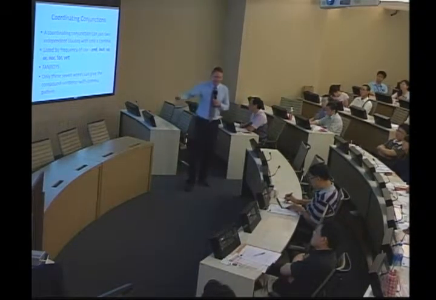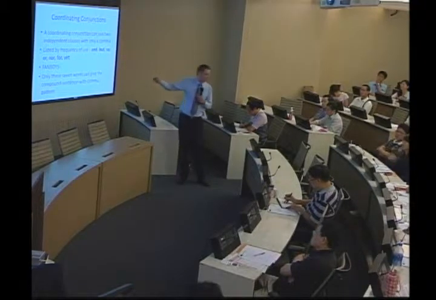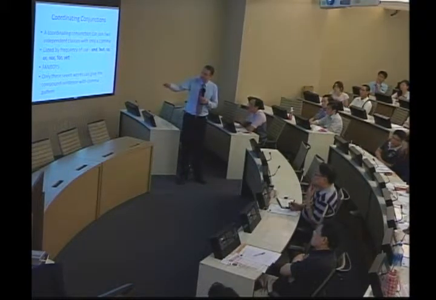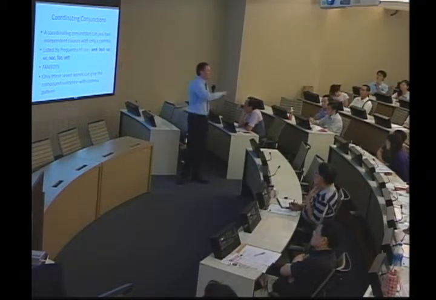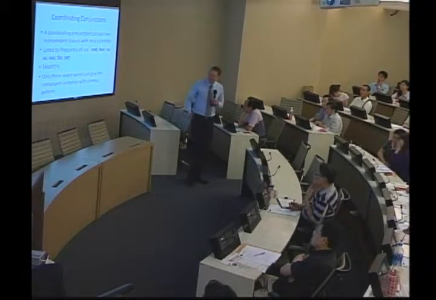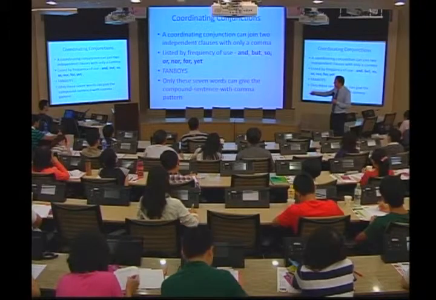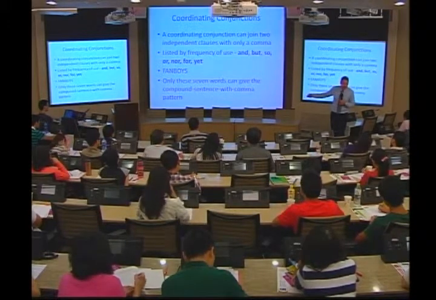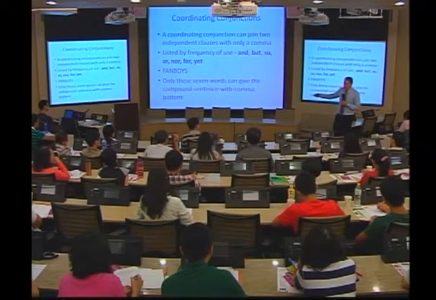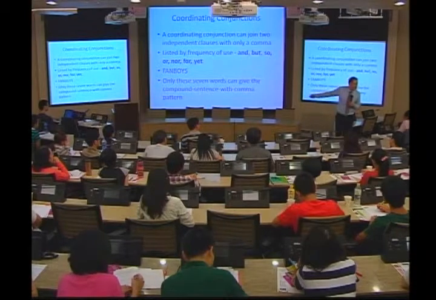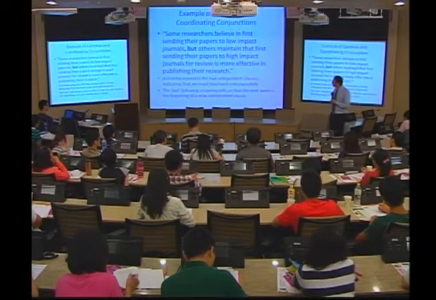Now, I have ranked these in their order of use. "And" is the most common, and then "but," and then "so," and then "or." But FANBOYS is not in the right order, but it's easier to remember for students. So only these 7 words can give us the compound sentence with a comma pattern, none other. If we just remember that, we can avoid many comma errors that we make in our writing.